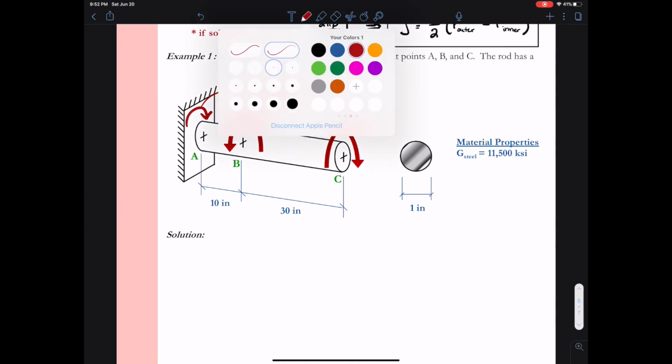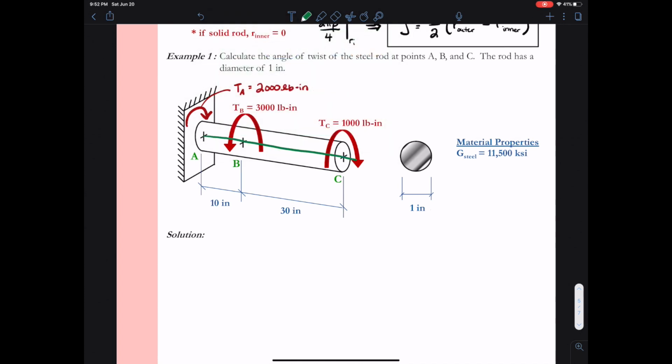Now, if you don't see this immediately, you can go ahead and do a sum of moments. So I'll draw in my x-axis, and we'll sketch that in, and then we'll sum our moments about the x-axis, and you'll see that doing equilibrium, summing moments about the x-axis, we can solve for the support reaction, which is 2,000 pound-inches.